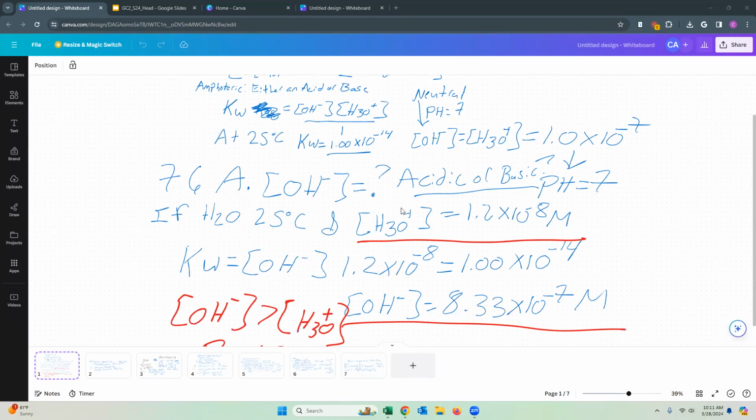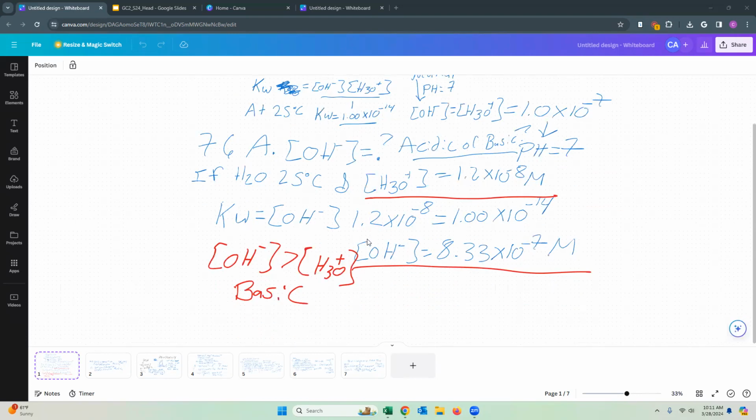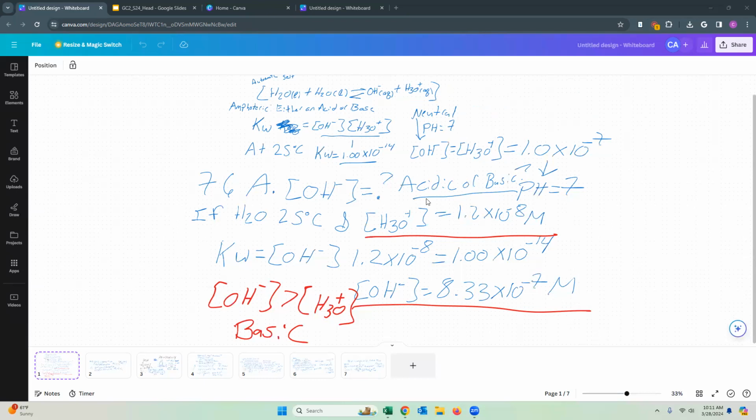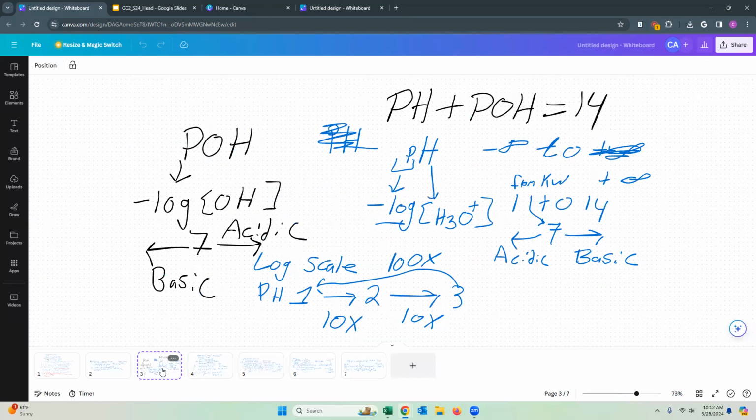And then we looked at 76A. If given an OH minus or H3O plus concentration, can we solve the other concentration? We can using Kw. And then we have to decide if something's acidic or basic, right? If you have more H3O plus than OH minus, you're acidic. More OH minus than H3O plus, you're basic. Same amount, neutral. We did 76, the other ones in class.